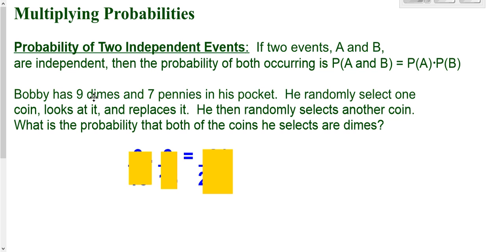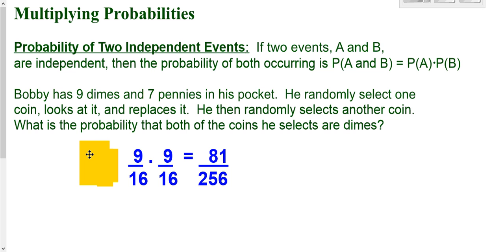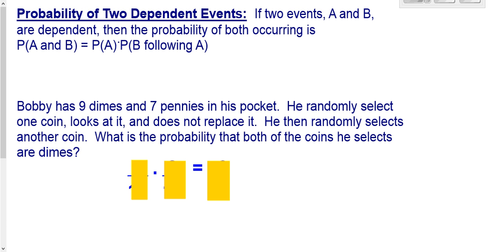Well, to begin with, we have 9 dimes out of 16 total coins. Well, he looks at that coin, puts it back in, so there's still 9 dimes for the second time around, and still 16. So when we multiply across, we get 81 over 256. So this is basically using that fundamental counting principle in the context of probabilities.